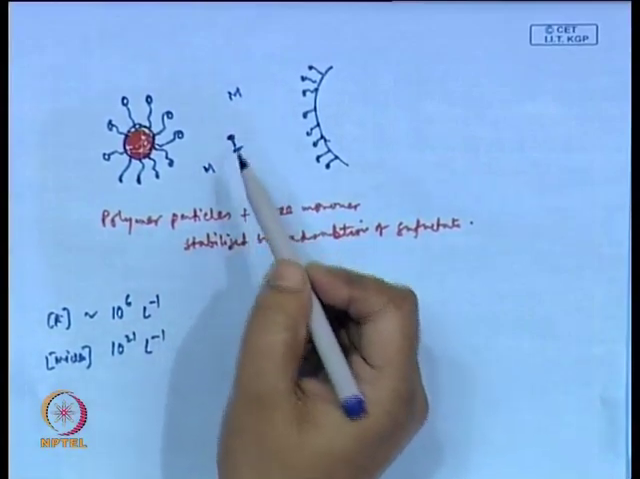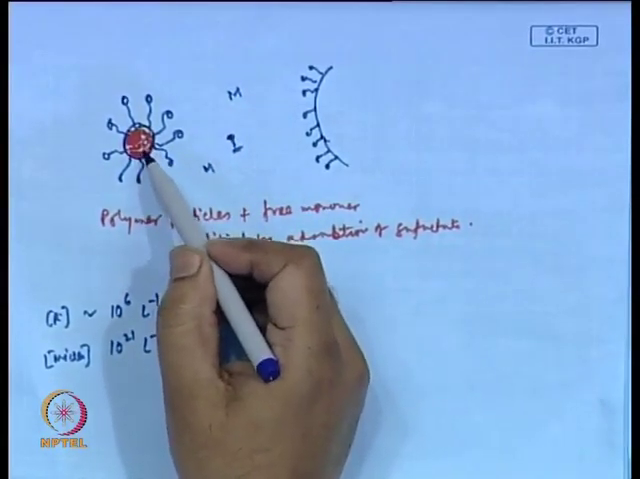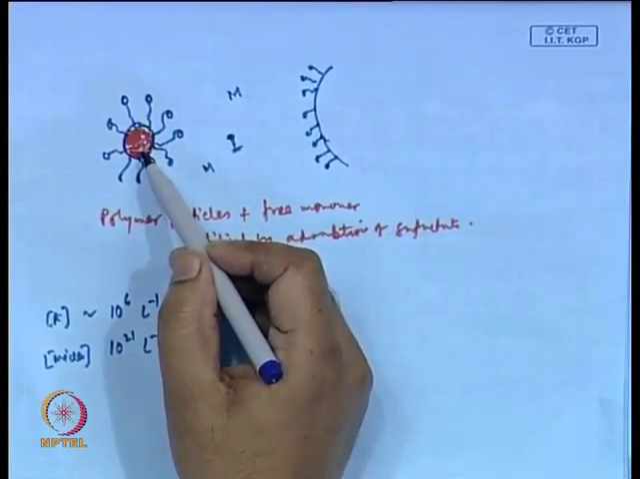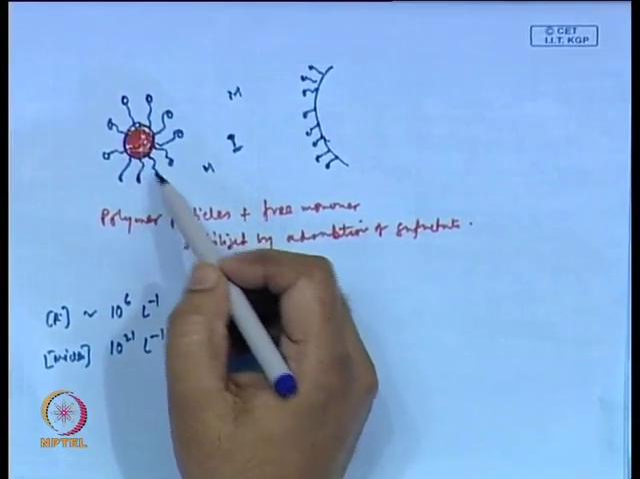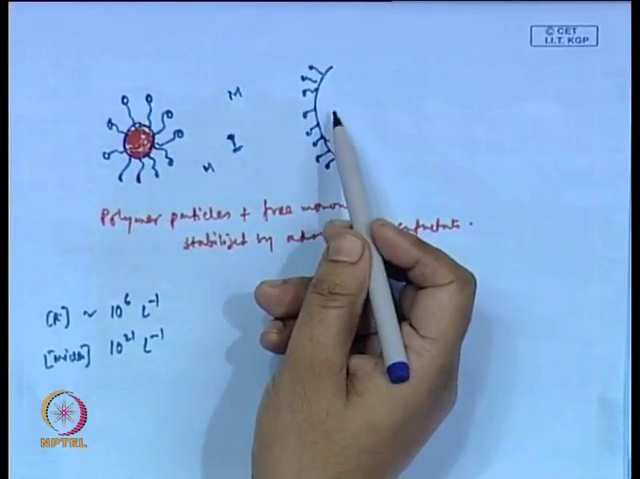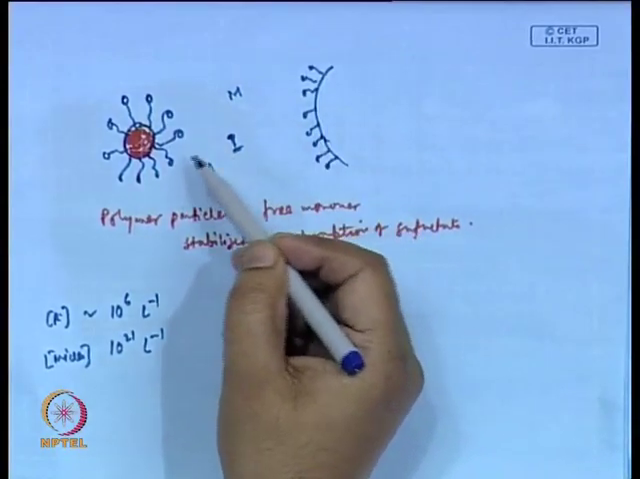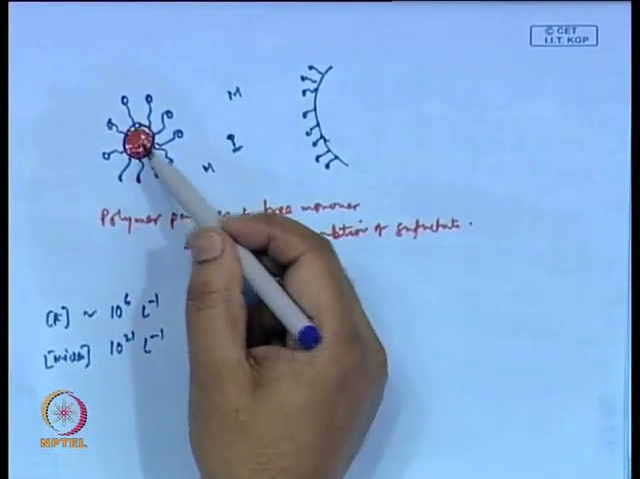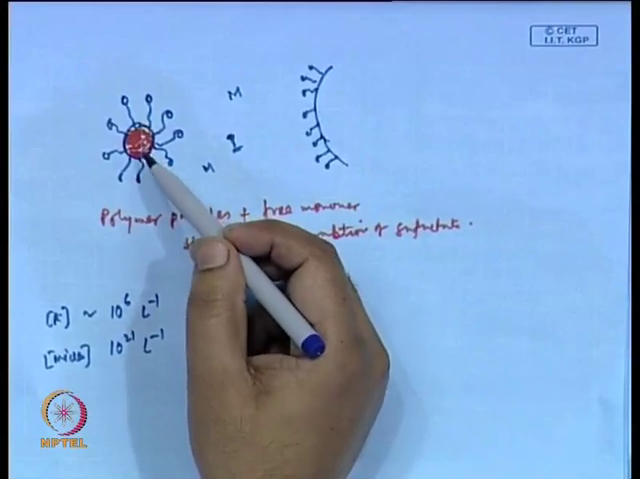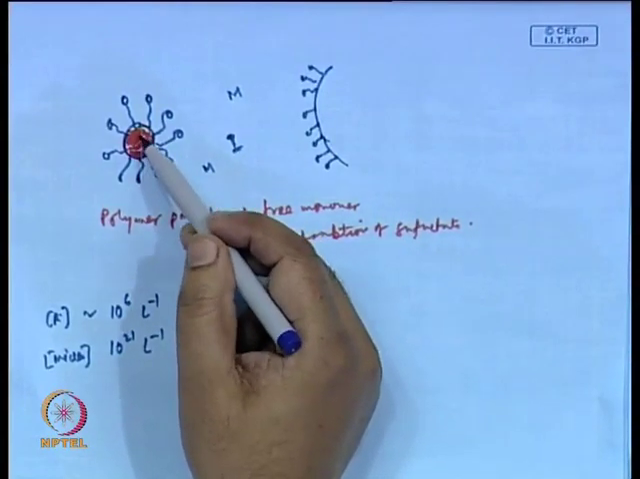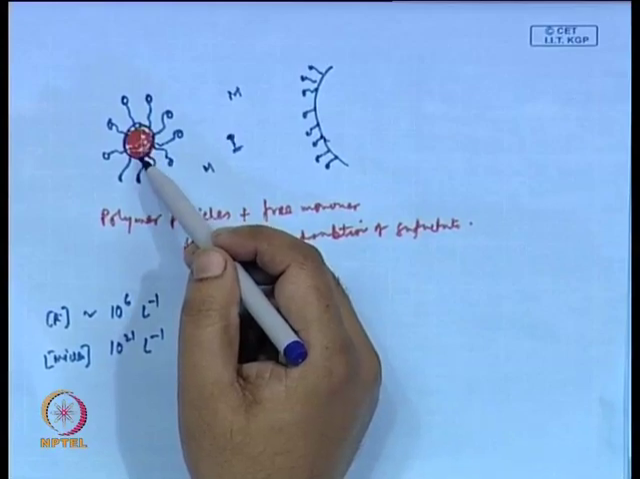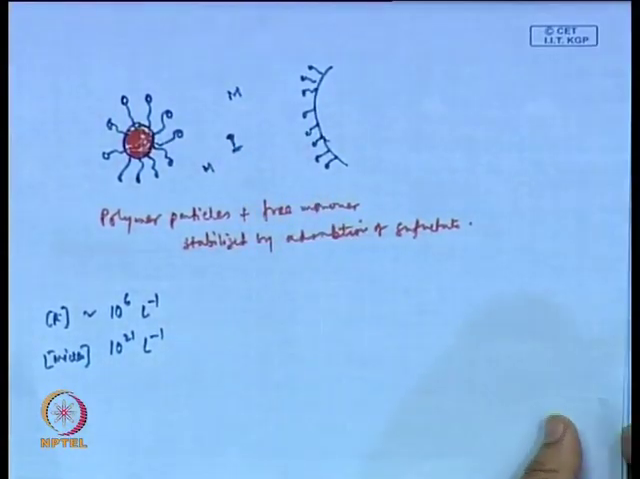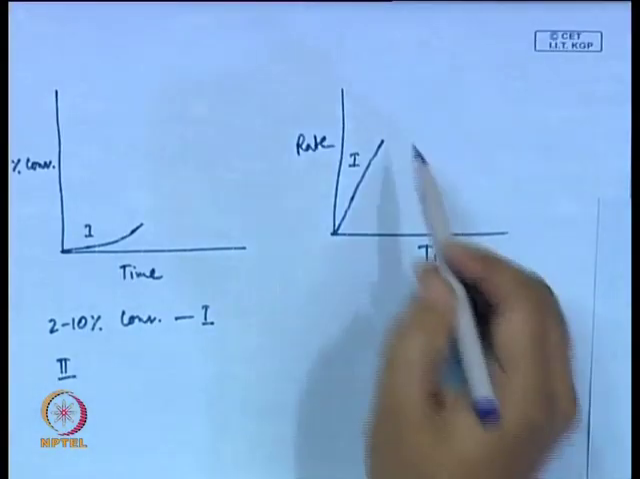Now, what happens here? As more and more reaction happens, the monomer concentration gets depleted. So, to supply more monomers, the size of these monomer droplets comes down, and the monomer is supplied to these reacting polymer particles. Because the monomer concentration inside these particles remains almost constant, the polymerization rate remains almost constant throughout this stage 2.